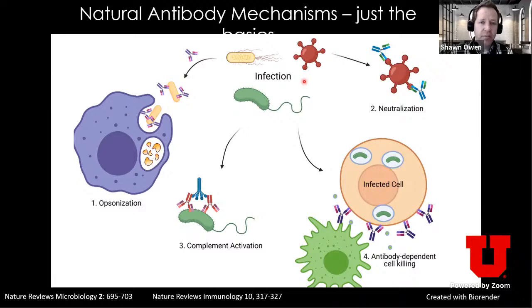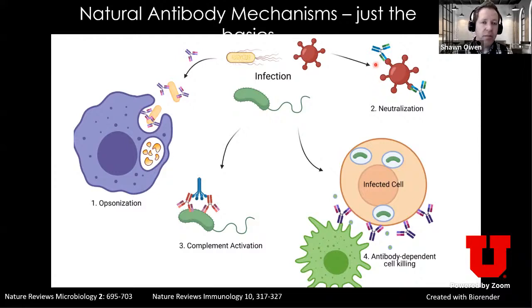A second mechanism is called neutralization. And so what happens here is a lot of these molecules, like viruses, they have one part of the virus that's very important for infection. So this part of the virus might bind to something in the body and then hijack that to get internalized and infect the cells in our body.